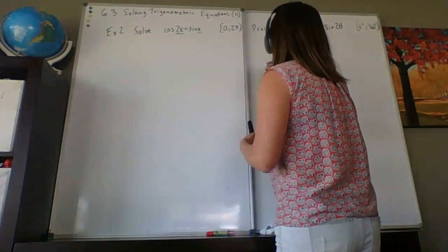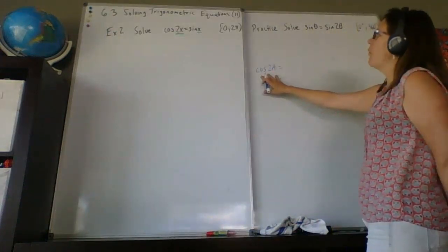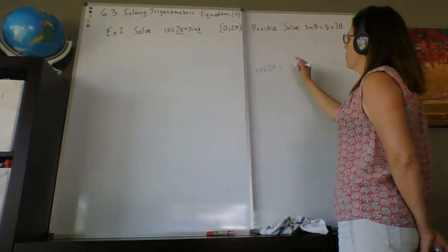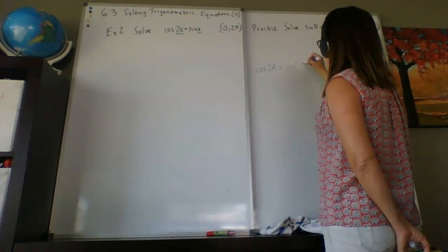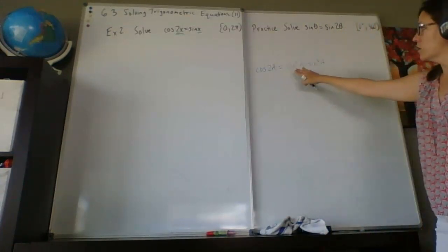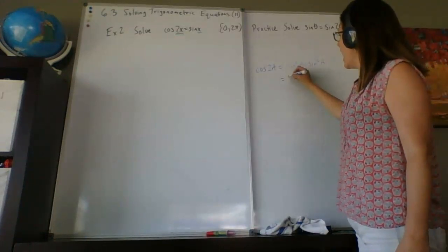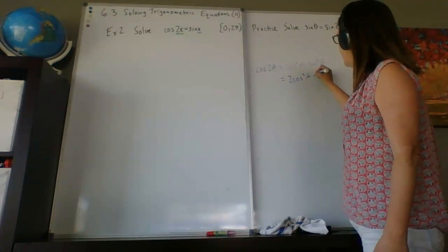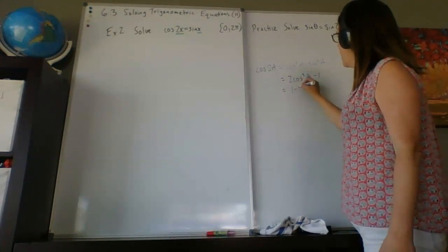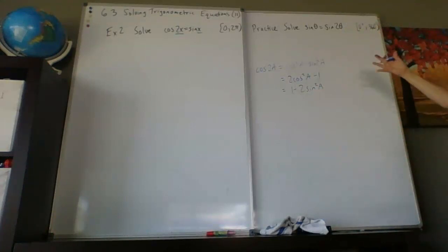So remember, there are three different identities for cosine of 2A. We have cosine squared A minus sine squared A. That's the direct derivation from our cosine cosine sine sine formula. Then we have 2 cosine squared A minus 1, or 1 minus 2 sine squared A. So all three of these would work, but one of them is going to be much better than the others.